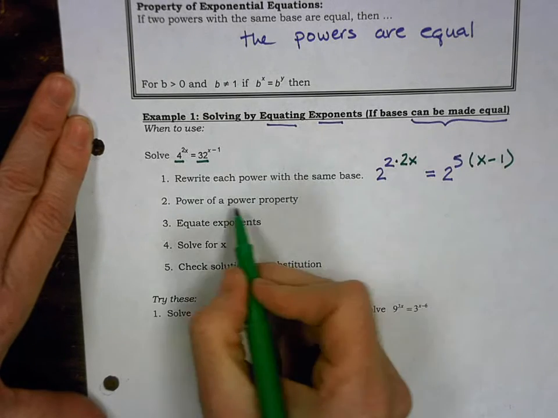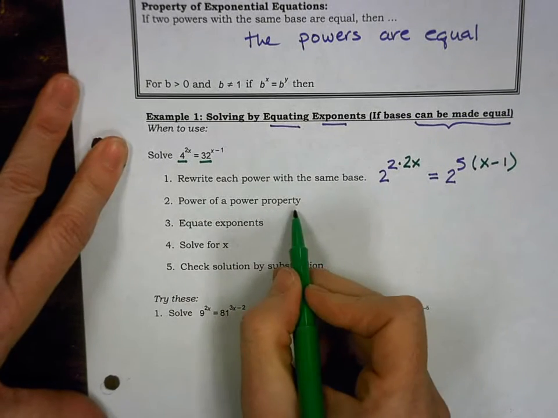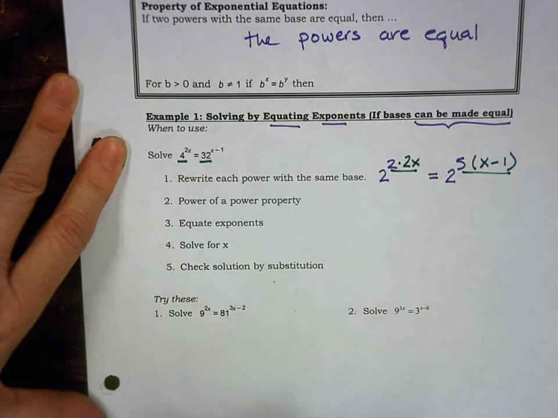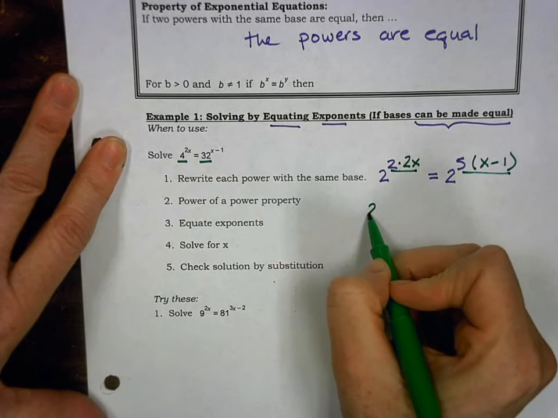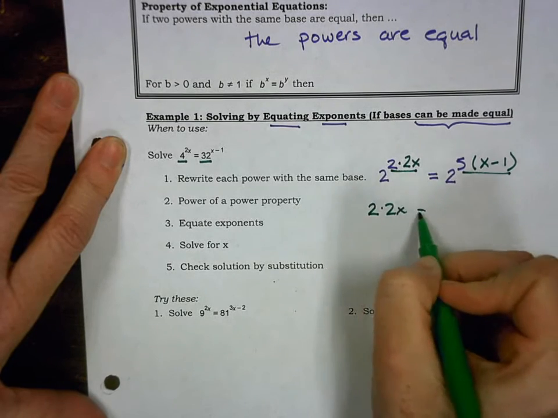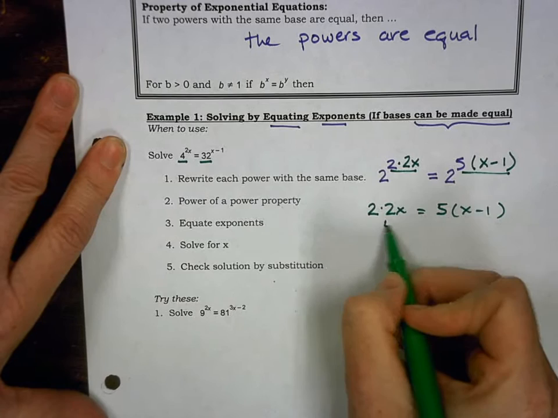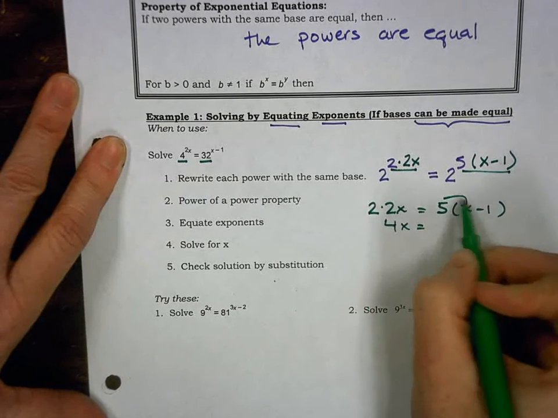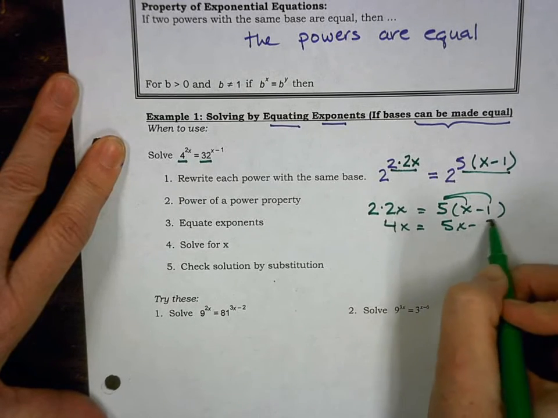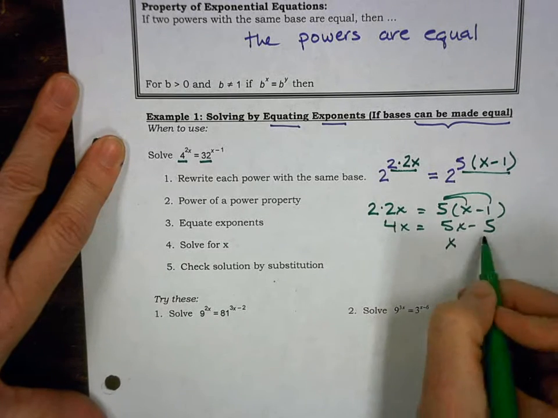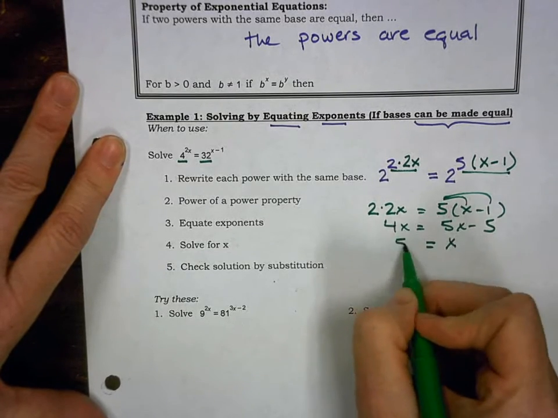So now, power of a power property. I have this will equal this. The exponents will be equal, so I can set them equal. 2 times 2x is equal to 5 times x minus 1. Solve it. This is 4x equals, distribute, 5x minus 5. Subtract 4x from both sides and you get x. Add 5 to both sides and you get x equals 5.